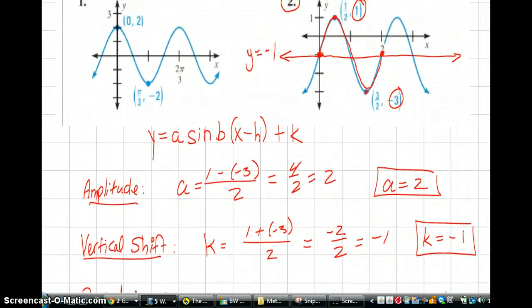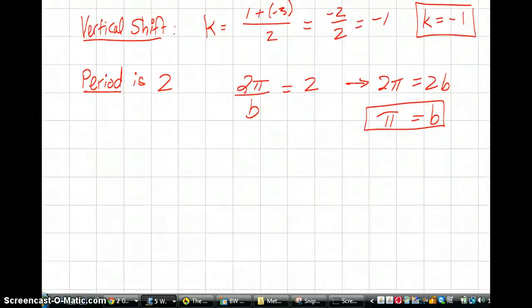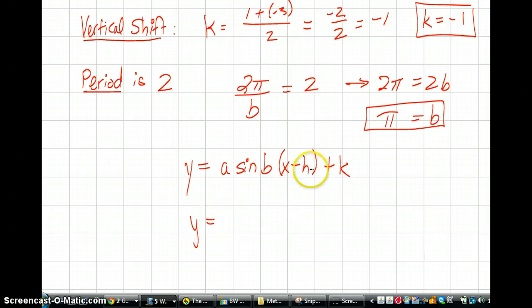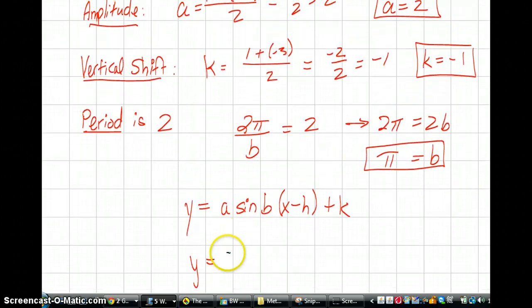And I think that's about it. If we're going to use the sine rather than the cosine, there is no horizontal translation. So our equation will result in y equals 2 sine of pi x minus 1.